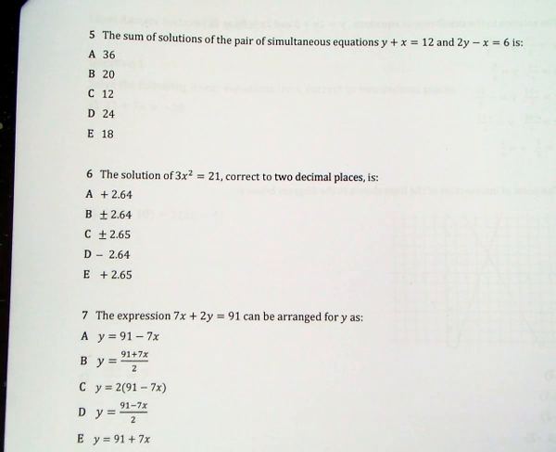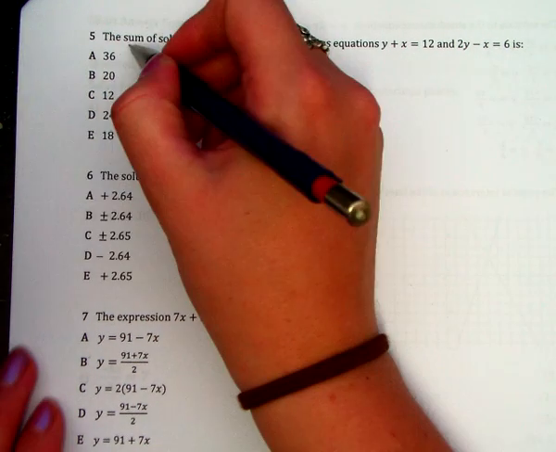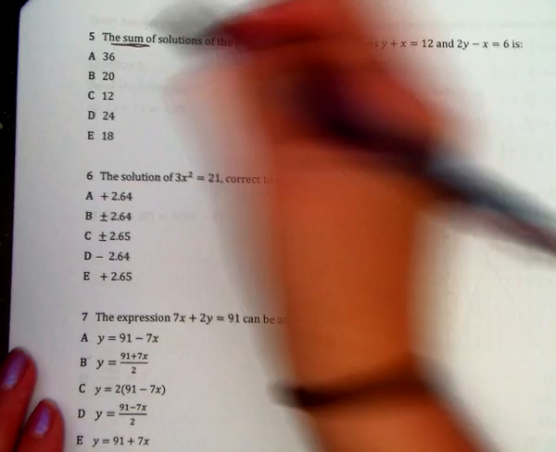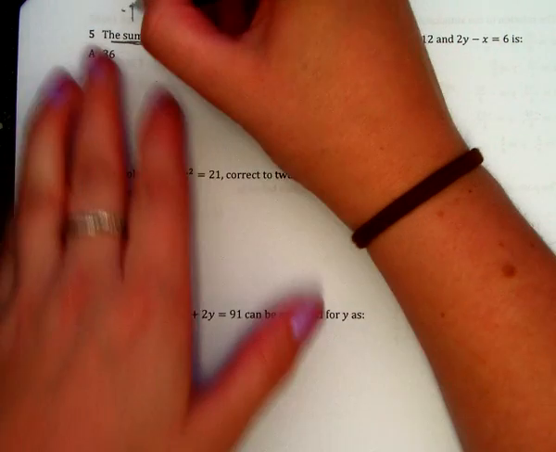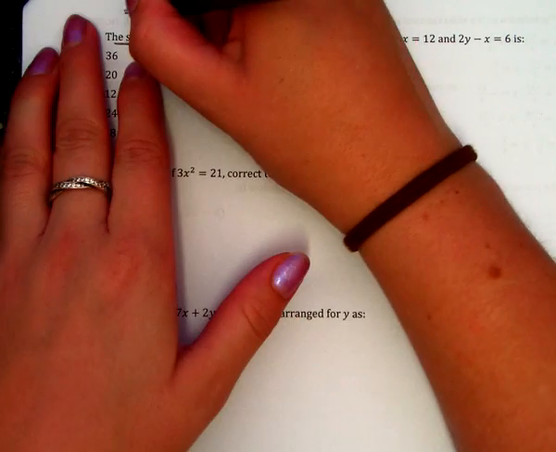Question 5. The sum of solutions of the pair of simultaneous equations y plus x equals 12 and 2y minus x equals 6. Okay, we've got to find the sum of solutions of the pair. This is the tricky part here. It says the sum of the solutions. When we say the word sum, we're thinking plus. We're thinking we are adding.